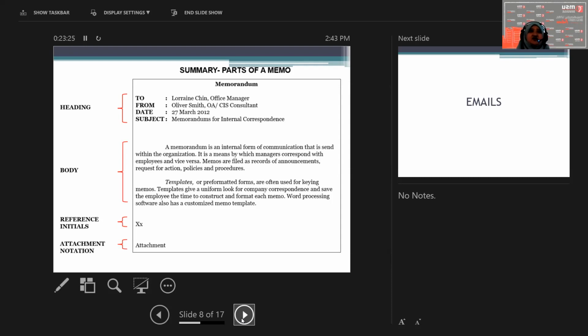Basically, only include an attachment if available, but if you do include it, make sure you mention what the attachment is. If not, we will consider it as just a memo, no attachment. Okay, so this will be it for the parts of a memo.